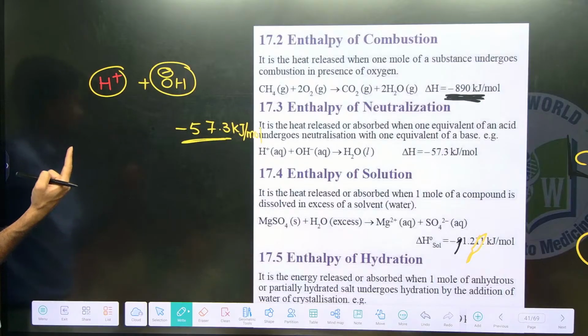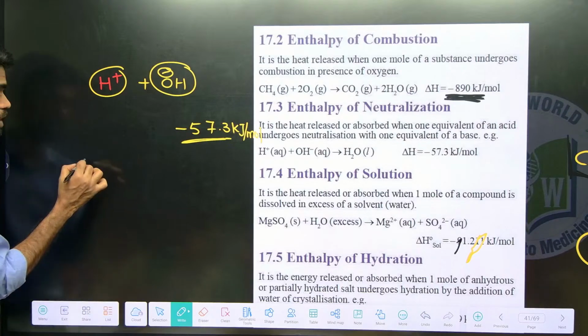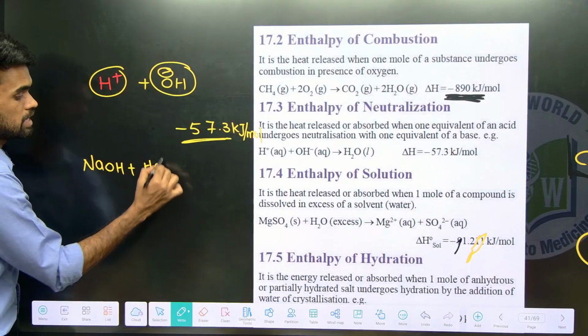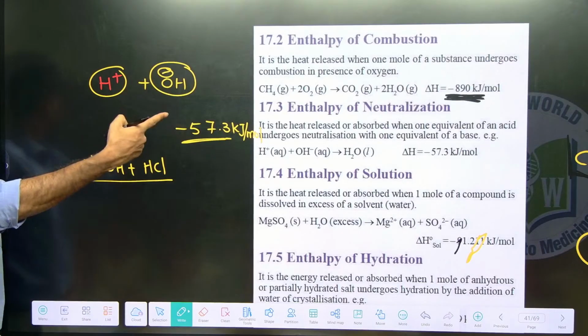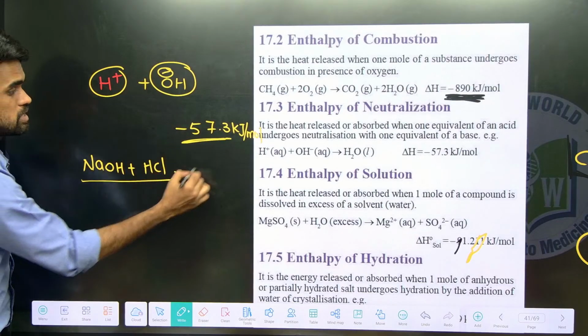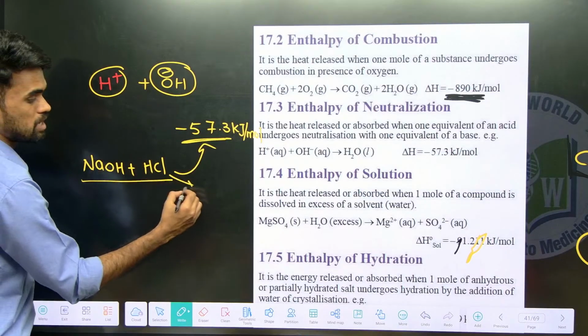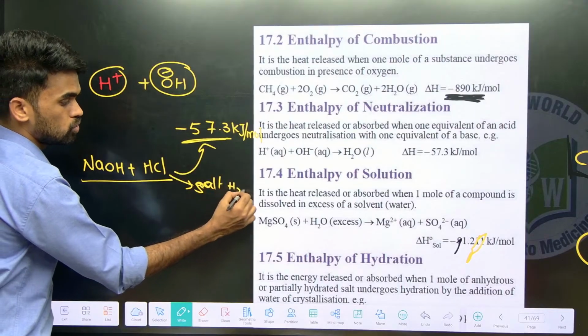So if 1 mole of that reaction is taking place, how much energy is released? Minus 57.3. Now neutralization happens between a strong acid and a strong base, for example NaOH plus HCl. If the neutralization is taking place between them, how much energy is released? When an acid-base reaction takes place, what do we get? Salt plus water. This you know.